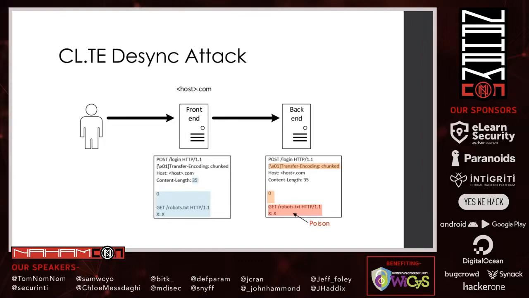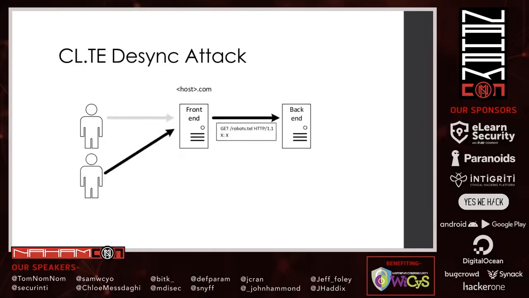And so when we take a look at that, we now have this persistent connection between the front end and the back end with this poison of robots.txt. And we have a victim coming in wanting to access host.com. And so that victim simply wants to get the /endpoint of host.com and sends its request to the front end. The front end forwards this request down the same connection that's poisoned to the back end.